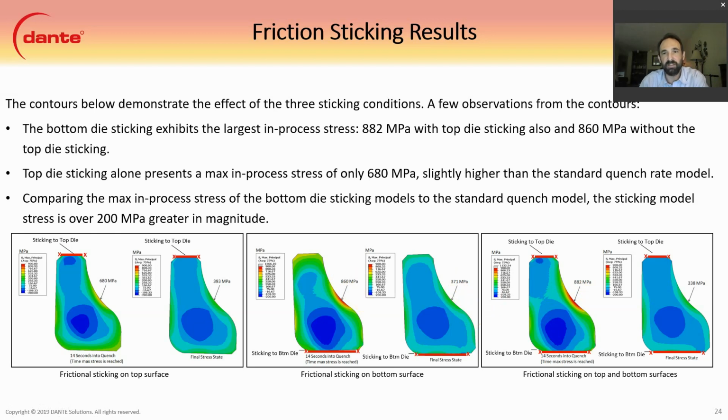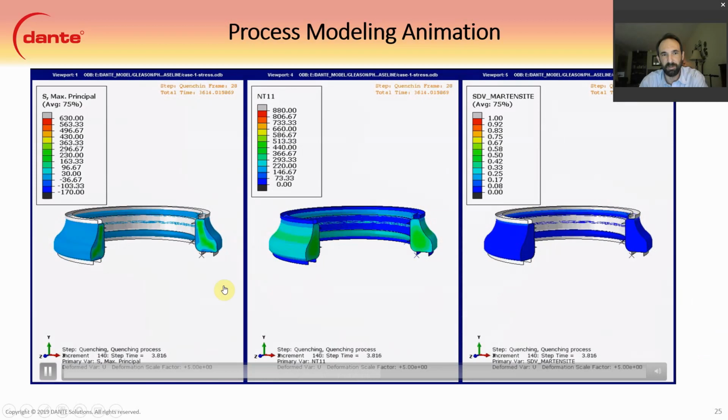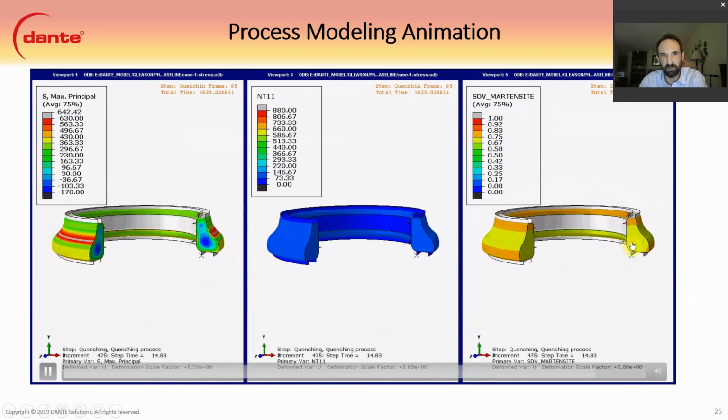So what we advised was to use the pulsing function that is available on the Gleason press quench machine. This was done at Gleason. So they decided to do that. This is a quick animation from left to right: max principal, temperature, and martensite. You can see the high stress comes from the martensite transformation down here in this core. Once that happens, it pushes out on the bearing race while it's trying to shrink. So it essentially tries to straighten out the bearing race, and this is what is causing the cracking.